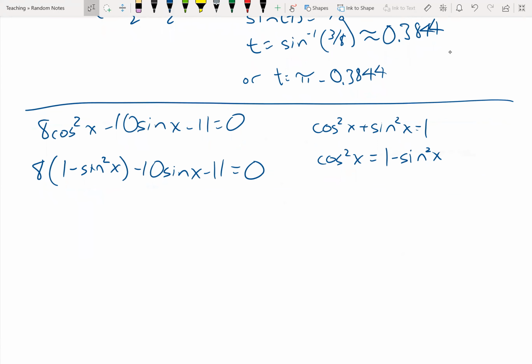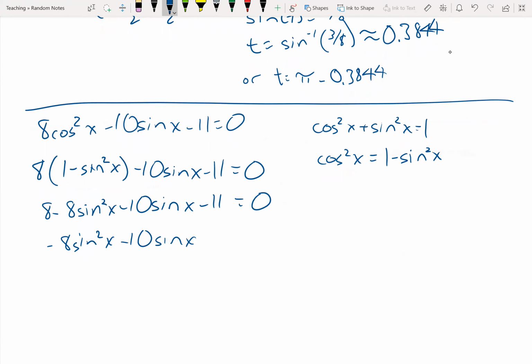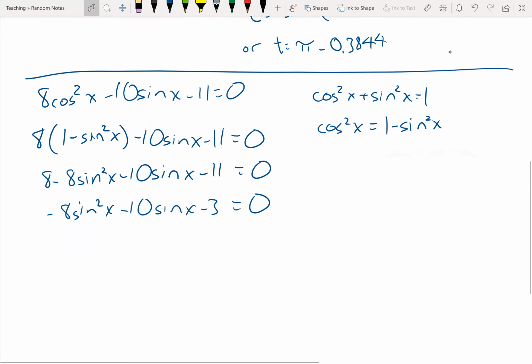All right, let's distribute the 8. 8 minus 8 sine squared x, and then the rest is the same. And then let's do the 8 minus the 11. So the minus 8 sine squared x stays the same, minus 10 sine x stays the same, 8 minus 11 is negative 3.